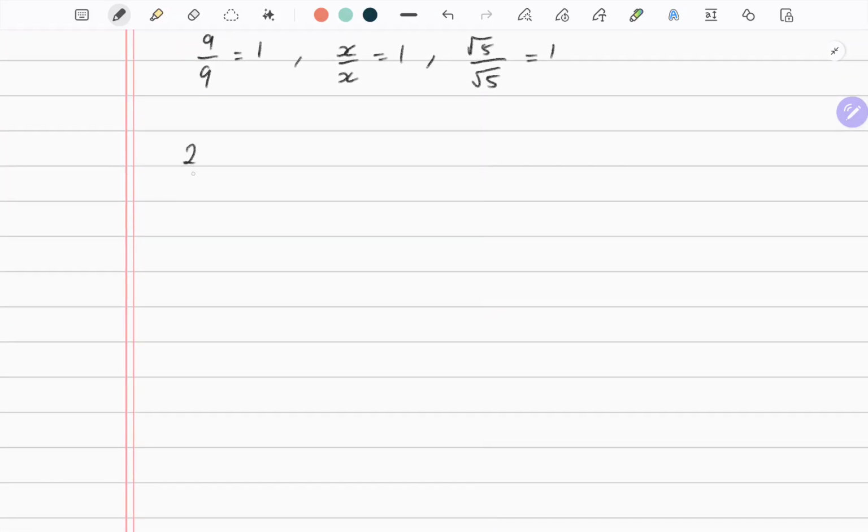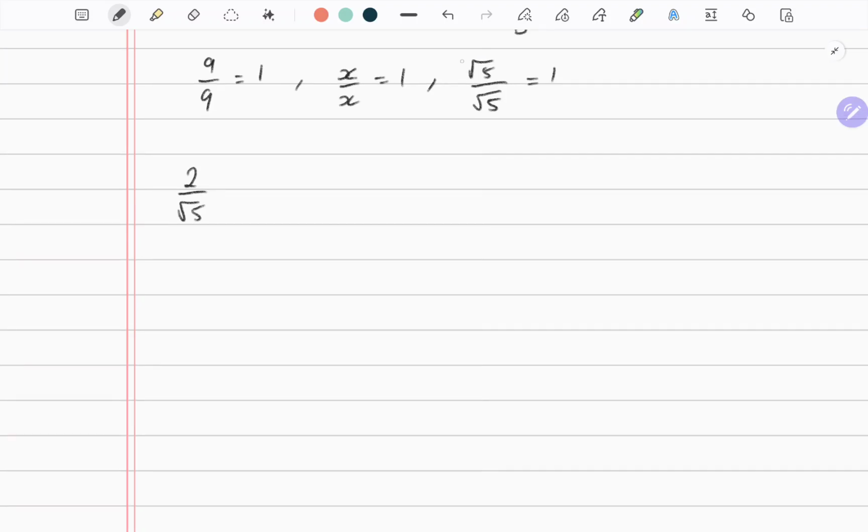So let's say we have 2 over the square root of 5. We can rationalize this by taking this one here, for example, and multiplying it. So anything multiplied by 1 is that anything. So 2 over the square root of 5 multiplied by 1 is just 2 over the square root of 5. So what I can do here is bring this fraction here, and then we multiply the numerators together, we multiply the denominators together, and this is what we will get.